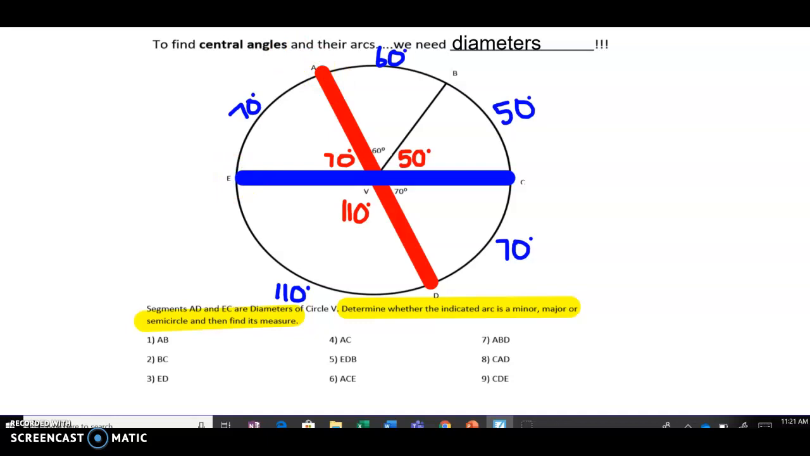So if I'm looking from A to B, so I'm going from A to B, right? I can see that that's 60 degrees, and 60 degrees is less than 180. So this has to be a minor arc. You know what? That's going to take way too long to do, so I'm just going to type this in. So this is going to be a minor, and we can see this will be 60 degrees.